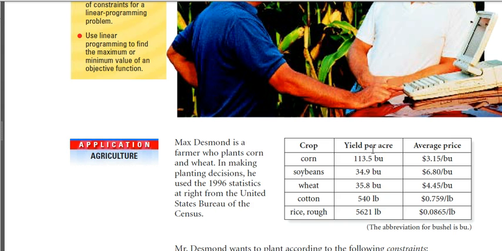For corn, if he grows corn, he can expect 113.5 bushels per acre. That's the product he's going to get off of that, and he's going to sell it for $3.15 per bushel, average price. Wheat, 35.8 bushels per acre, and he's going to sell it for $4.45 per bushel. This is just a table of all these values for 6 different crops that he might grow.